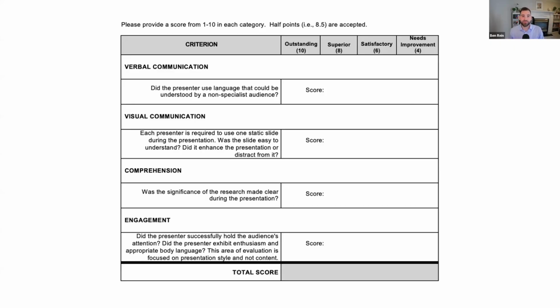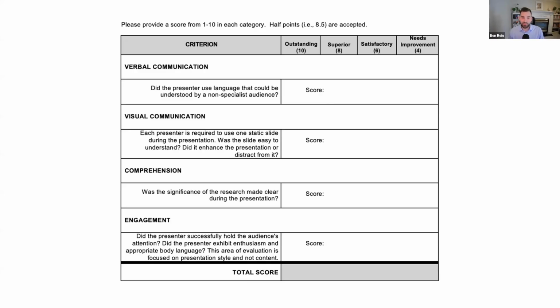So verbal communication, the language was very clear. There were a couple things. I think she said, I'm using EEG recordings. I know what that is because I'm a neuroscientist, but most people might not. It was still very good. I would say, basically I would dock points here if there were times where jargon was used that was not necessary. And I didn't think that happened really at all. So I would give that a very high score.